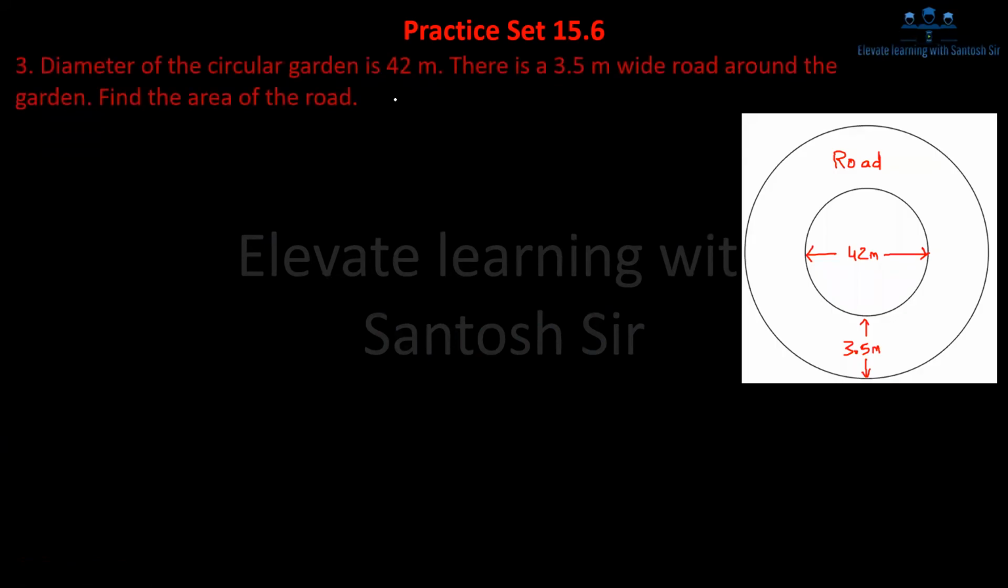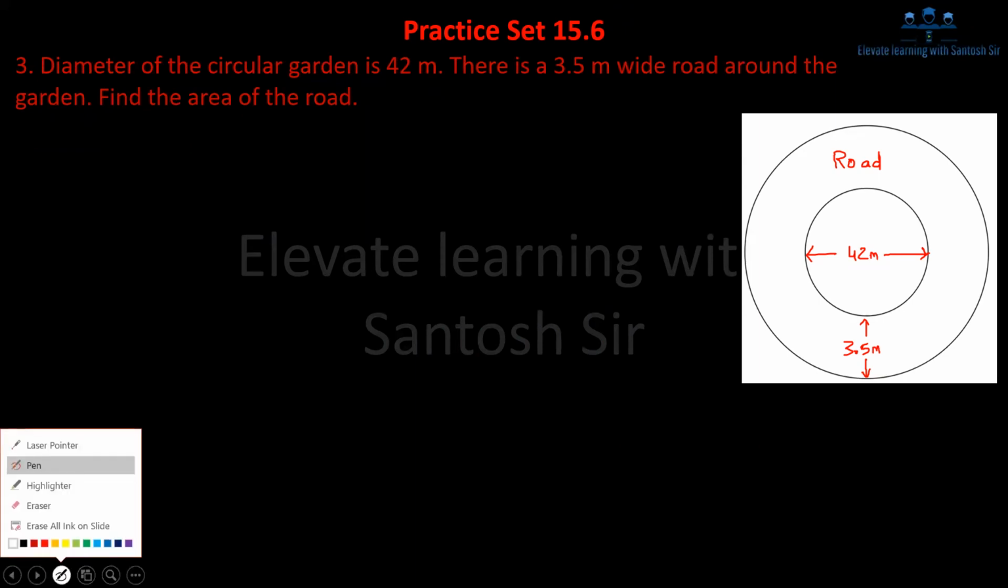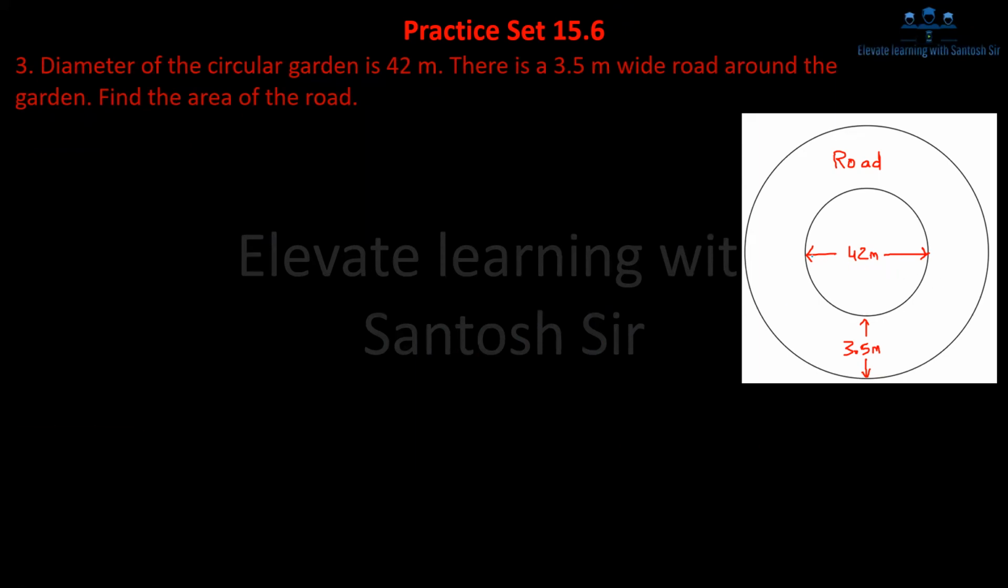Here, the diameter of circular garden is 42 meter. There is a 3.5 meter wide road around the garden. Find the area of the road. Now we are considering this smaller circle to be the garden. Its diameter is given to us as 42 meters. So this complete distance is 42 meters. And half of this distance will be the radius of this garden, which will be 21 meters.